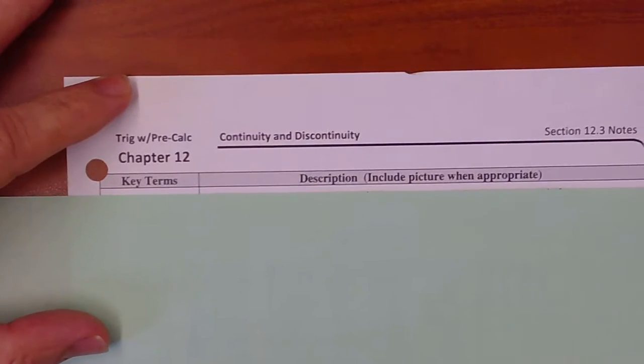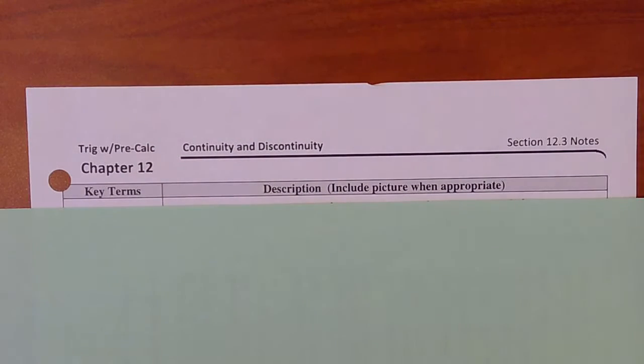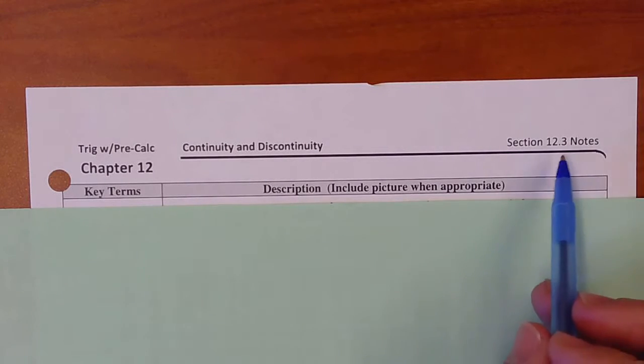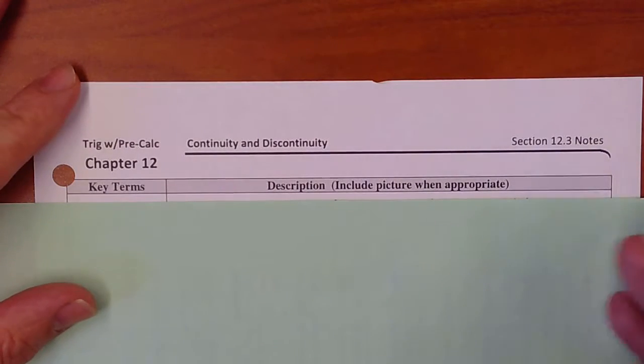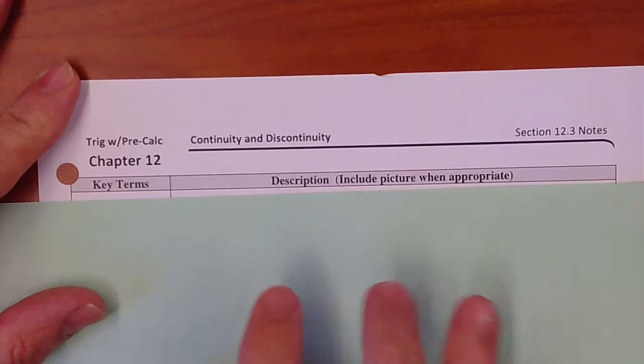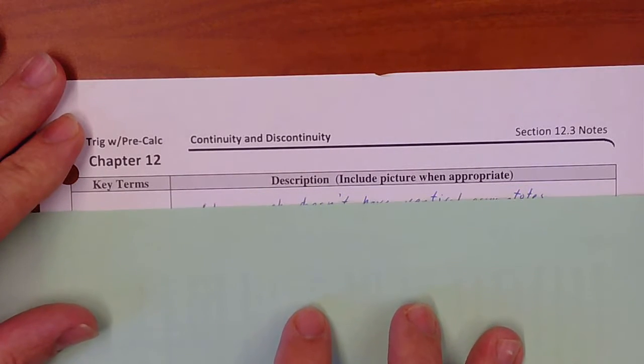Okay, today we'll be starting section 12.3. It's actually titled 12.3 in your notes, but it doesn't actually go along with 12.3 in the book. So heads up on that. If you're going to use your book as a resource, there's nothing there in 12.3. Okay? All right, so the title is continuity and discontinuity.